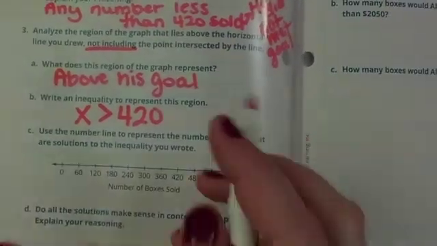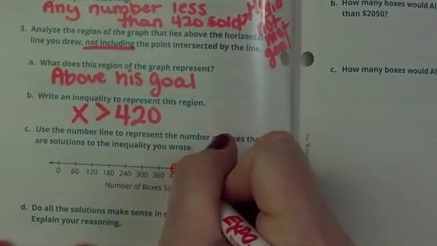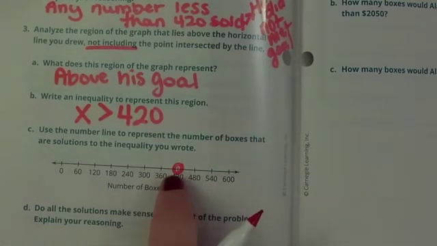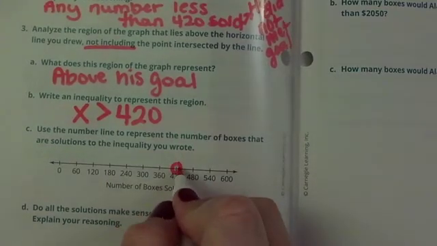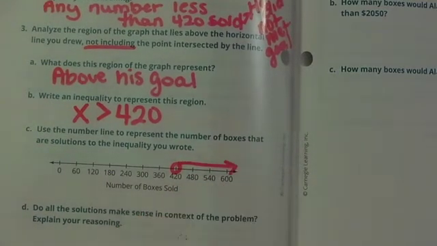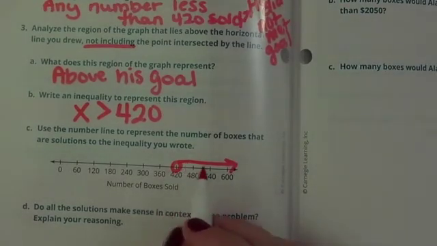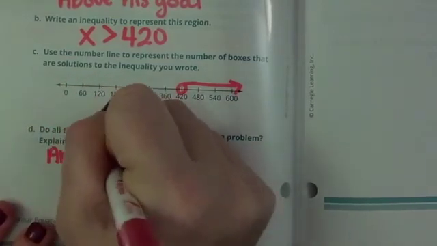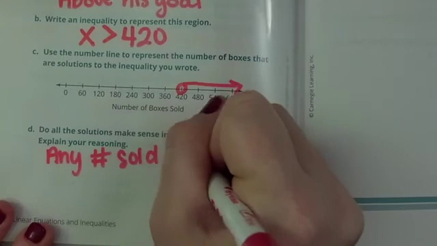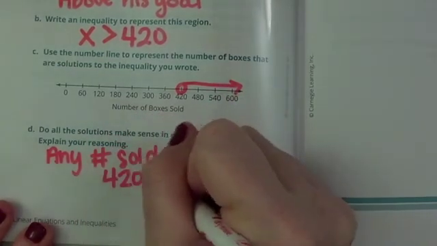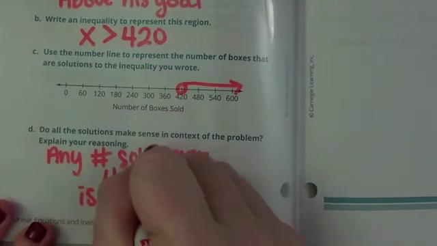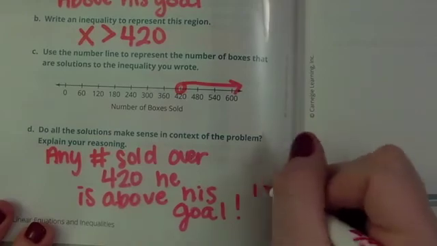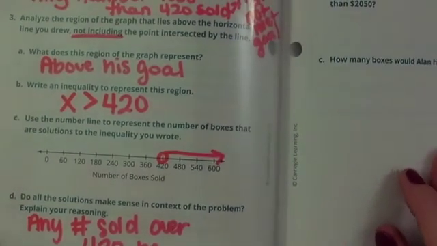We're going to write that on the number line. Now, he doesn't want to sell exactly 420. So again, remember we've been doing that open circle where it's saying that it does not include 420. So you would say 420 and anything larger. Any number larger than 420, he has gone above his goal. So any number sold over 420, he is above his goal. Yay. We want him to be above his goal, right?